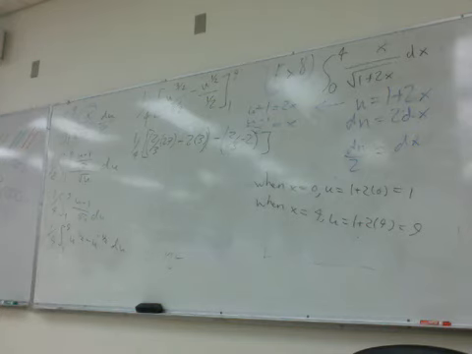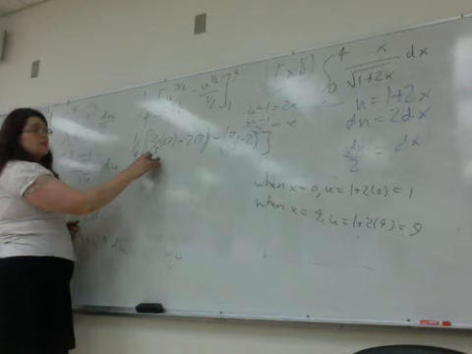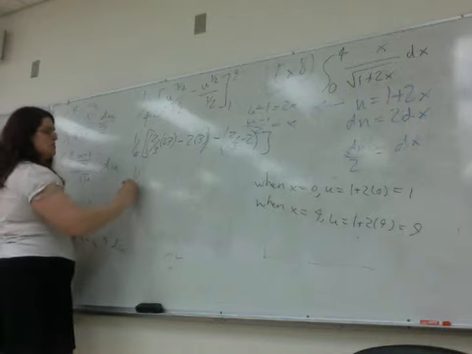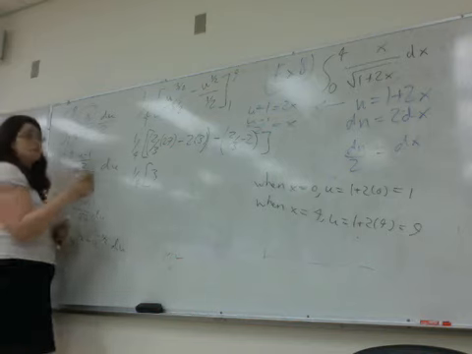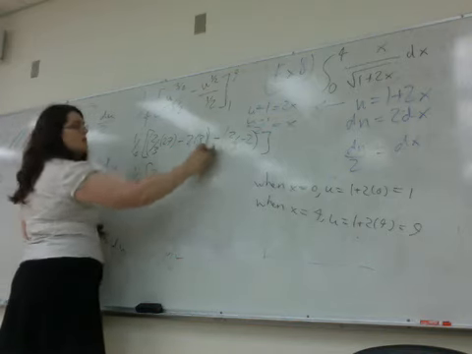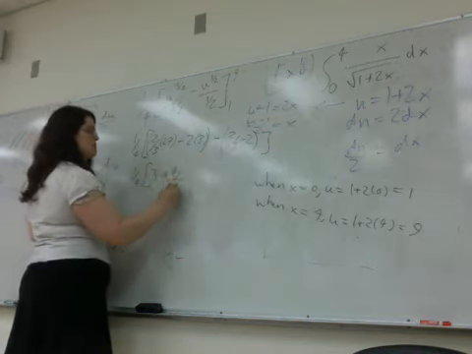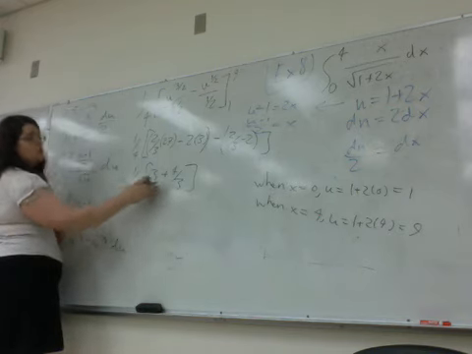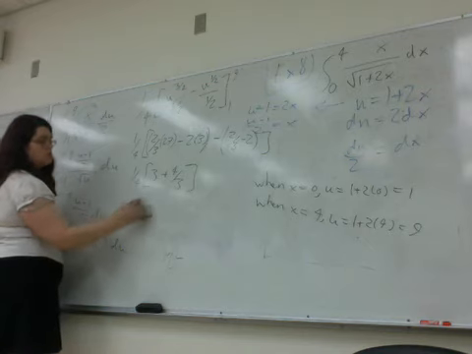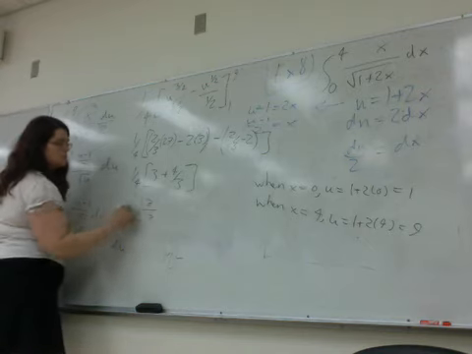When I plug in 1... 27 over 3 is 9. 9 minus 6 is 3. 2/3 minus 2 is negative 4/3. Take the negative of that, it becomes plus 4/3. And this 3 plus 4/3 is 9 plus 4 over 3, which is 13/3, times a quarter is 13 over 12.